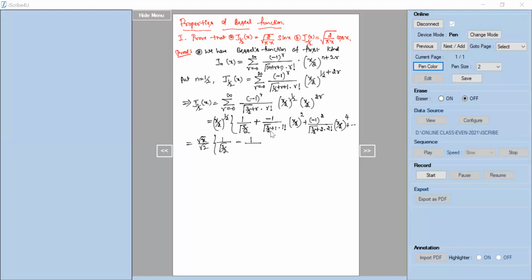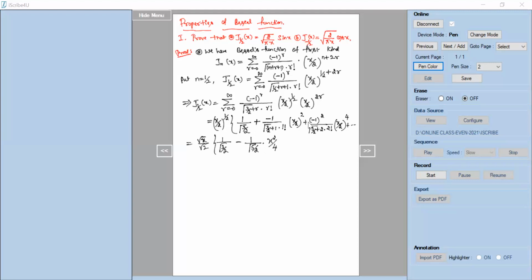3 by 2 plus 1, 2 is the LCM. So 2 into 1 is 2, 2 plus 3 is 5. So it becomes 3 by 2 plus 1 is 5 by 2. Gamma 5 by 2 into 1 factorial, it is 1. Into the next term is x square by 2 square. 2 square was 4.